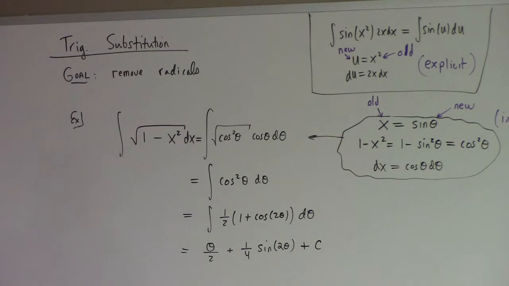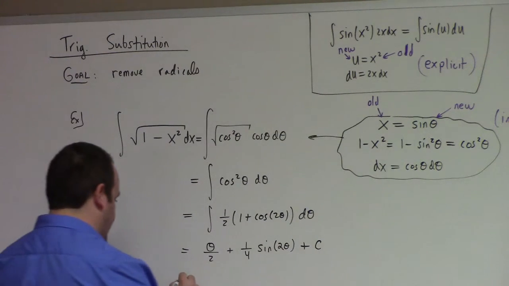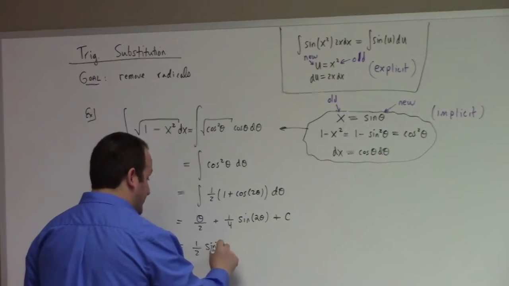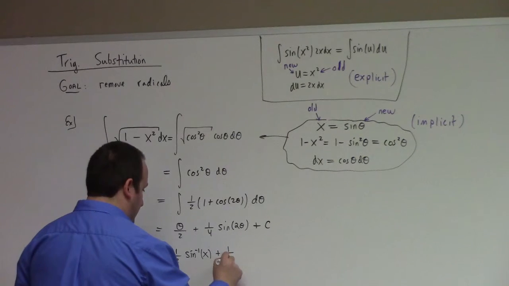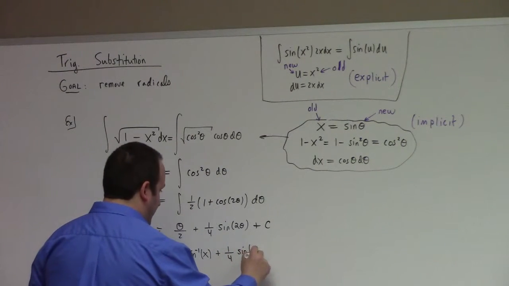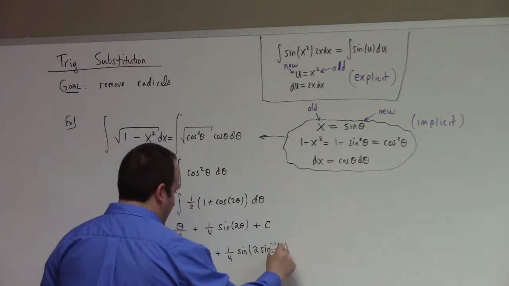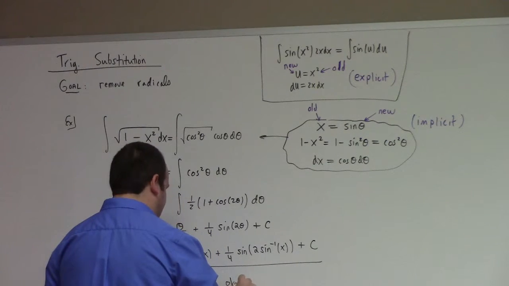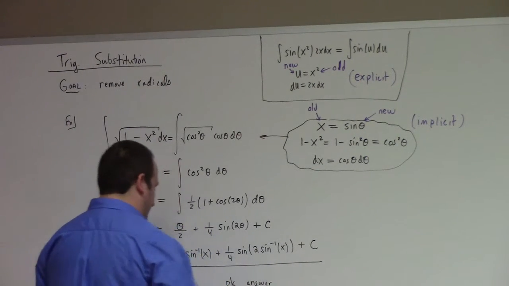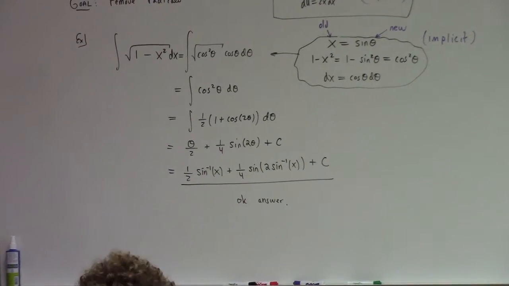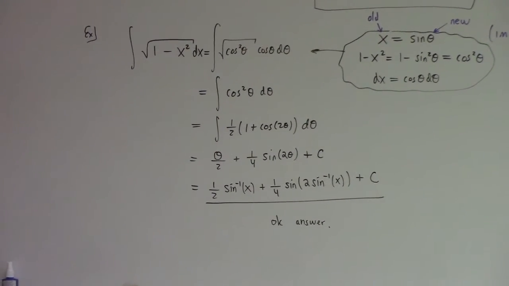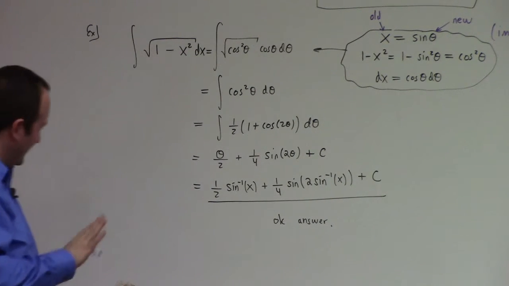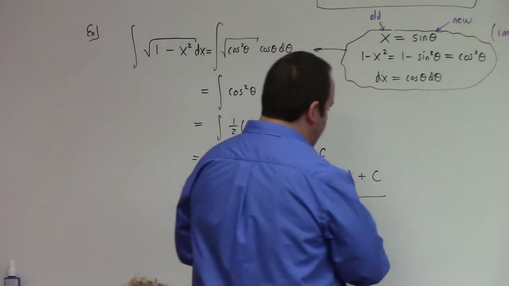Now, our answer should not be in theta. It should be in terms of what? X, right? So this is 1/2 inverse sine of x plus 1/4 of sine of twice the inverse sine of x plus a constant. So this is an okay answer, but it's not a good answer. It's okay. It's not ideal. I'd give almost full credit for this, close to full credit. Not quite, though. It's not quite the best answer. What's the best answer here?